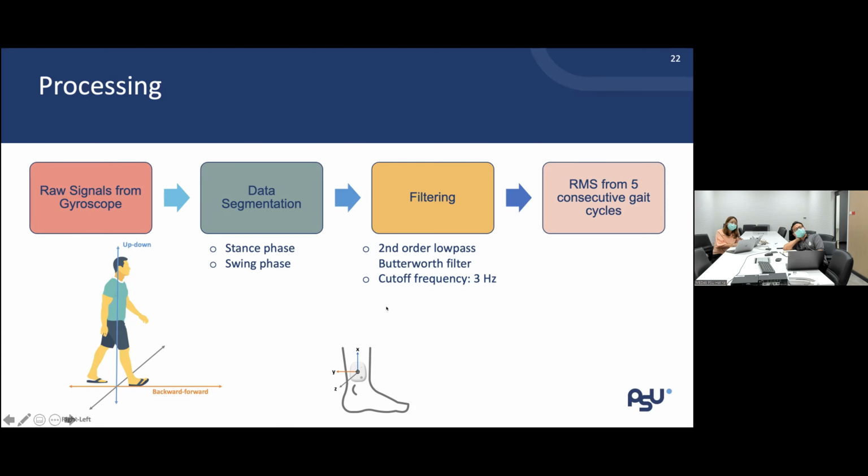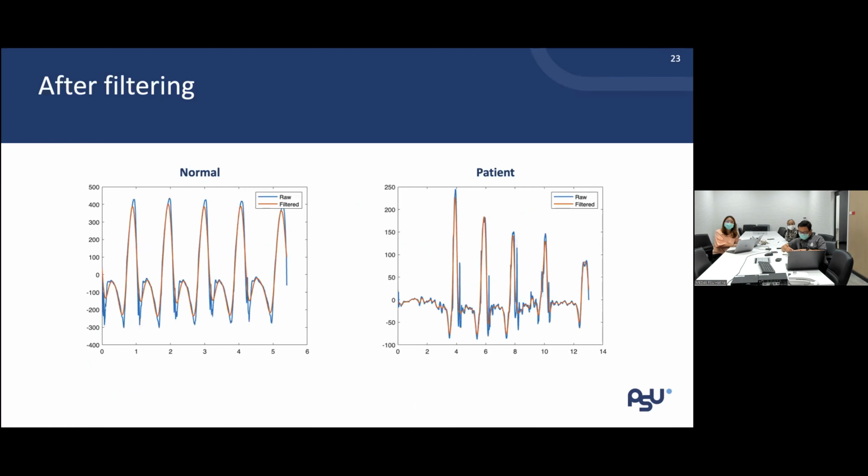So after that, I do the data segmentation into the stance and swing phase, and after that I filter the data by using a second order low pass Butterworth filter with a cutoff frequency of 3 Hz. And after that, I use the IMS to analyze the data. So this is the signal after filtering. On the left side is the signal from a normal person, and the right side is the signal from the patient.